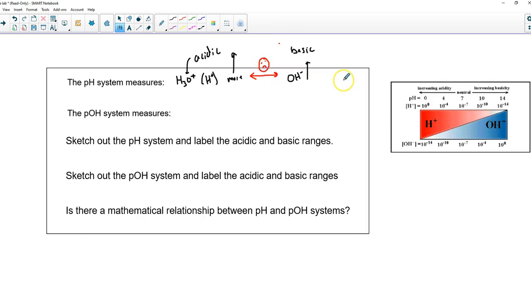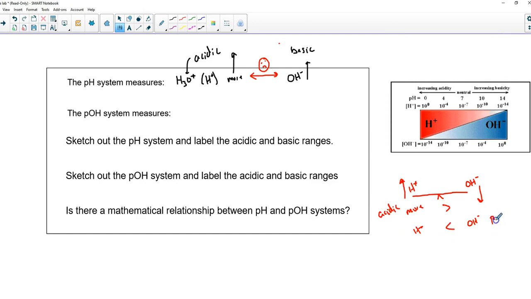In a sense, you should realize that the pH system, this battle back and forth, is kind of like a teeter-totter. H plus ions are on one side and hydroxide ions are on the other side. As the H plus ions go up, the hydroxide ions go down. If you have more H plus ions than hydroxide ions, then we are acidic. But if for some reason you have more hydroxides than H plus ions, then you are basic.